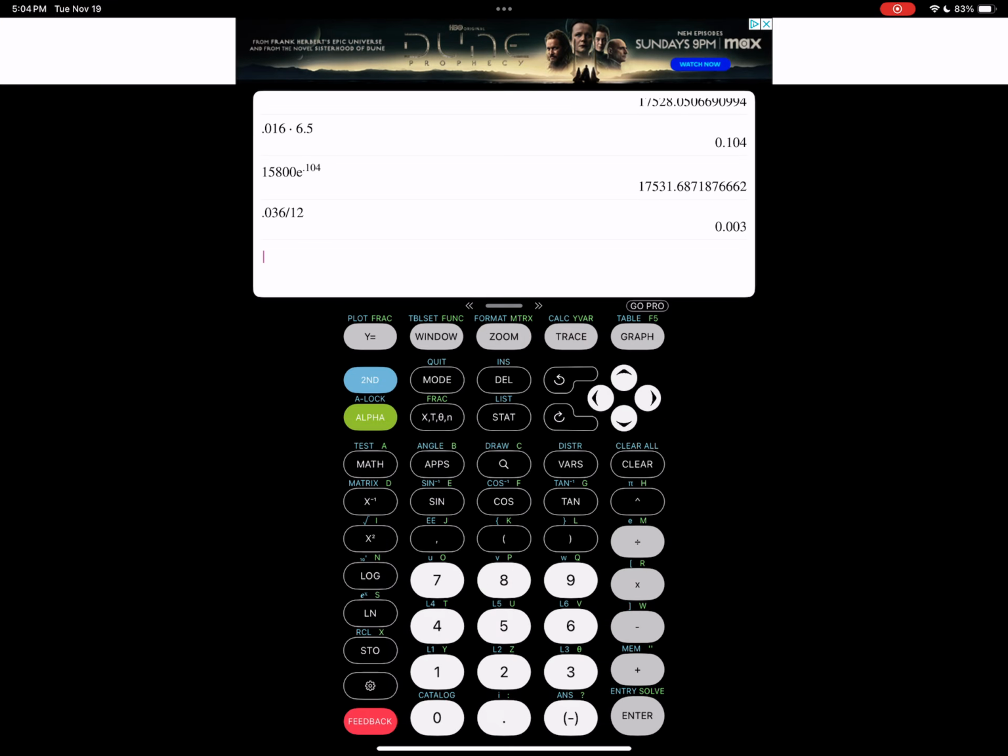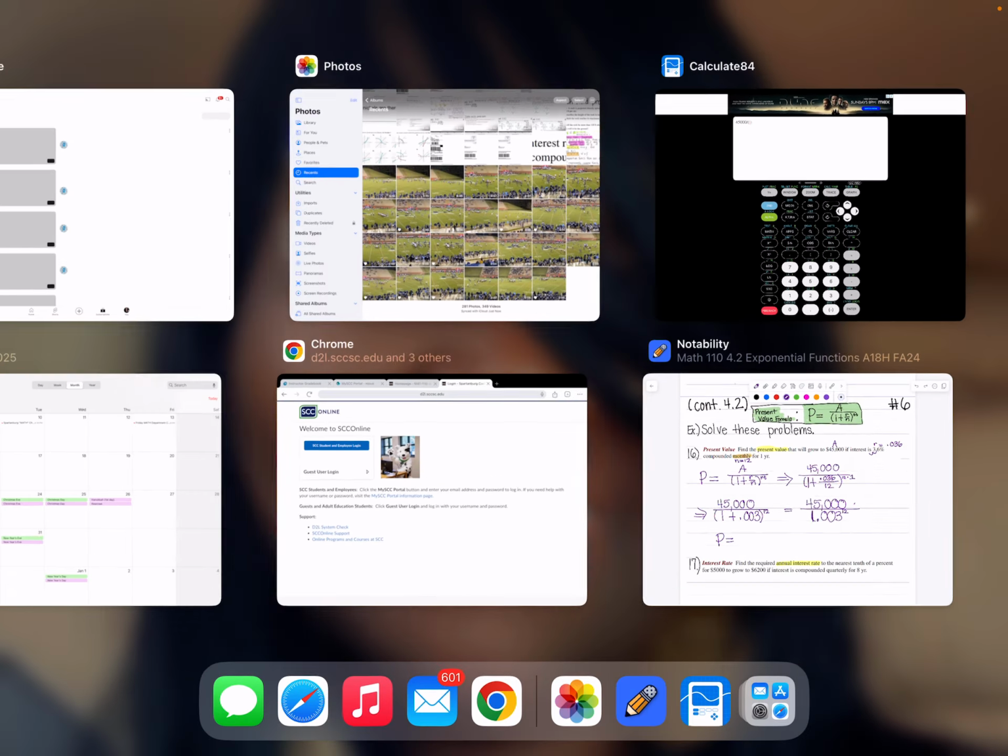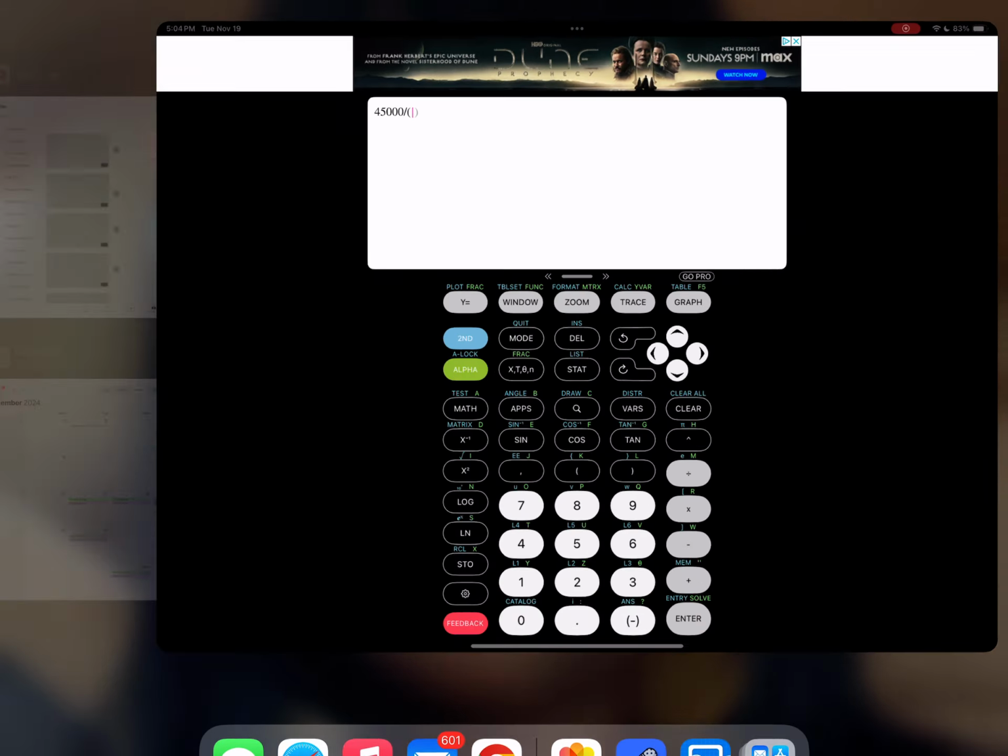Calculator right here. All right, so what are we doing? 45,000 divided by, and the first thing I'm going to do is my parentheses, okay? So let me make sure I got the number right. Okay, yeah, I got it right.